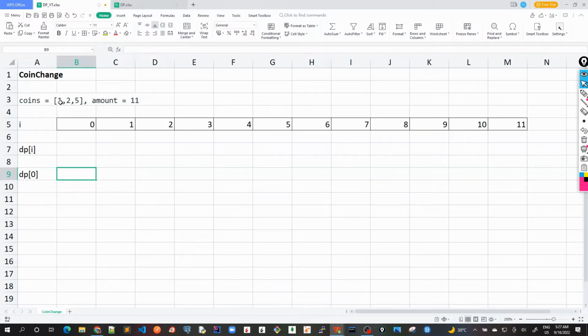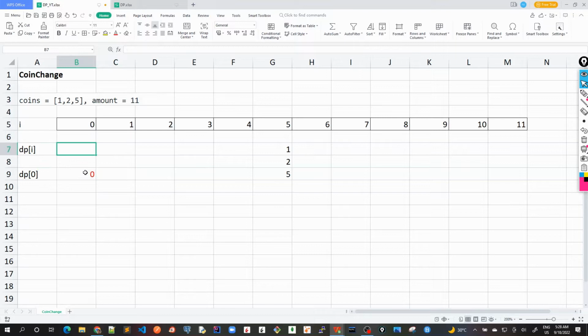We have been given coins of 1, 2, and 5 in an infinite amount, right? But to make the amount of 0, we don't need any coins. It doesn't make any sense that we need any coin to make amount 0, because we don't have to make anything. So it means that dp of 0 would be 0. This is the number of coins that we are calculating. So 0 means that we don't need any coins to make the amount of 0. So this is our base condition.